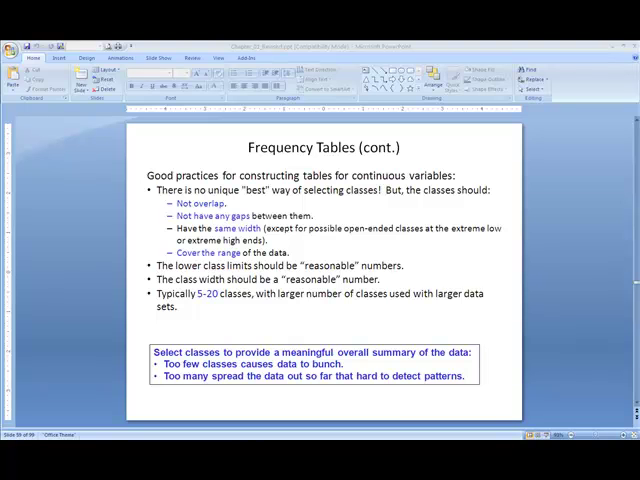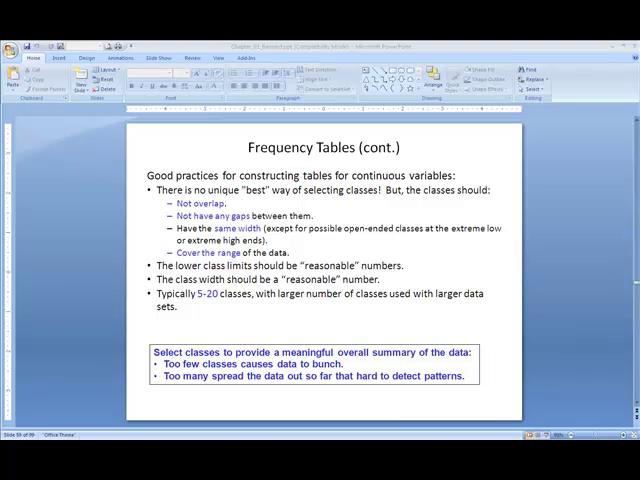We want all our classes to have the same width except for the possibility of those open-ended classes, and that could only be our first or last class, remember. And then, of course, our classes need to cover the range of our data, so every data point has only one place to go. The lower class limit should be a reasonable number, and the class width also should be reasonable. You don't want something so huge it collects all the data, or so small that you have to have 100 bins or 100 classes.